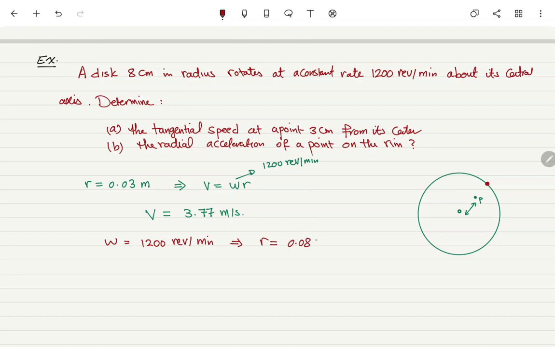0.08 meters. Now before going through this, we have to convert revolution per minute into rad per second, which equals 126 rad per second, and a equal to omega square R, or equal to almost 1200, almost 60 meter per second square.